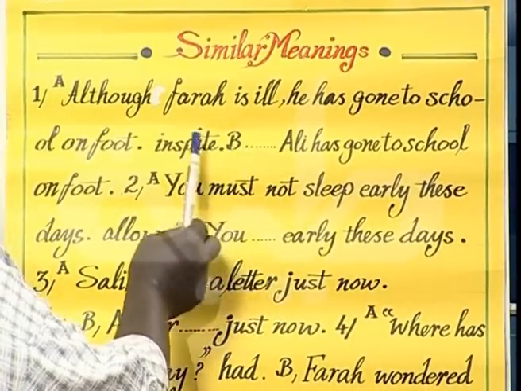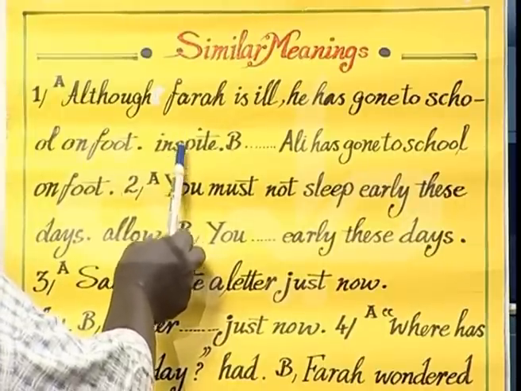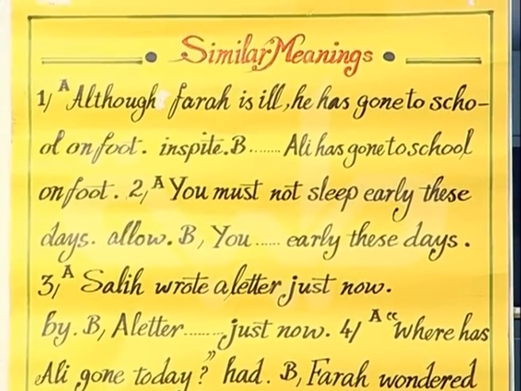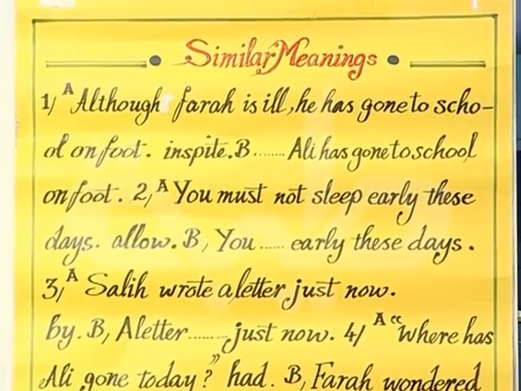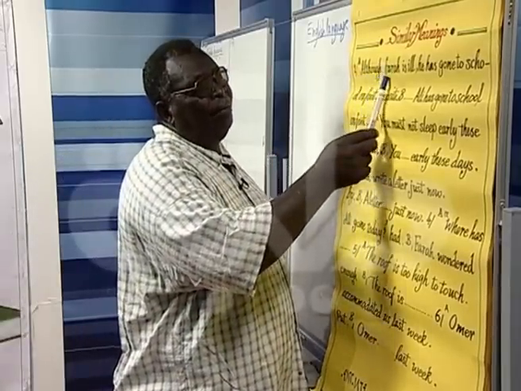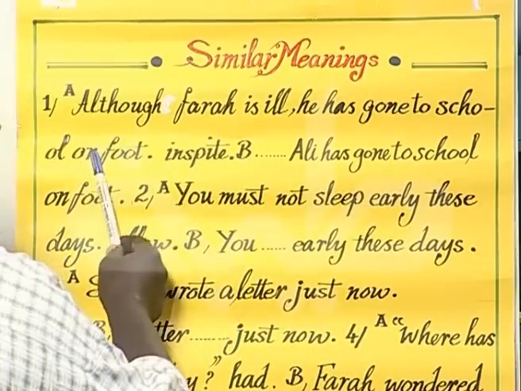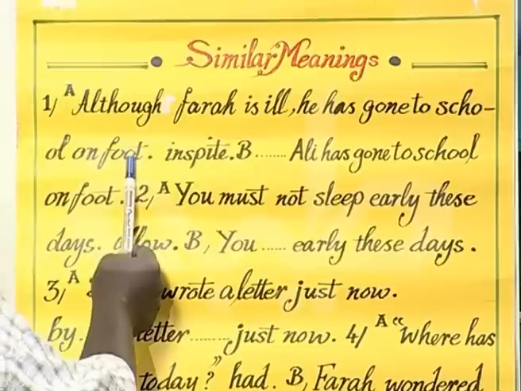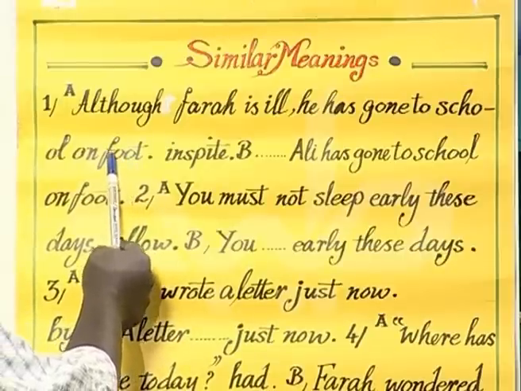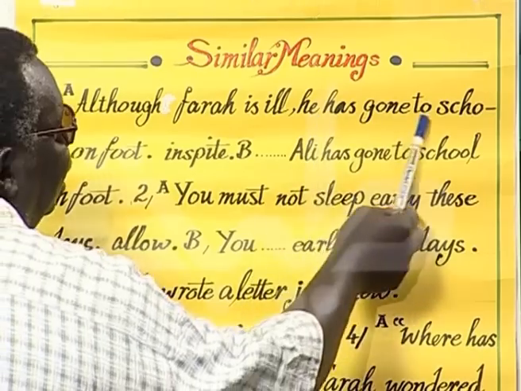There is a word in the margin, كلمة في الهامش. You are going to use the word in the margin to complete sentence B so that sentence A and sentence B can have a similar meaning, معنى متشابه. Here the first one, A, says, although Farah is ill, he has gone to school on foot. I'm going to read it slowly so that you can follow what I read. Although Farah is ill, there is a comma here, he has gone to school on foot.